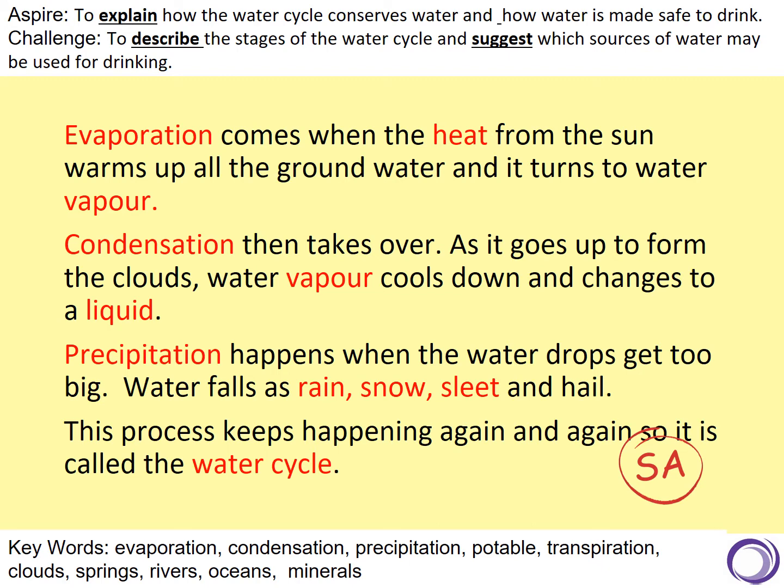So, evaporation comes when the heat from the sun warms up all the groundwater and it turns to water vapour. Condensation then takes over. As it goes up to form the clouds, the water vapour cools down and changes to a liquid. Precipitation happens when the water drops get too big. Water falls as rain, snow, sleet and hail. And this process keeps happening again and again, and so it's called the water cycle.